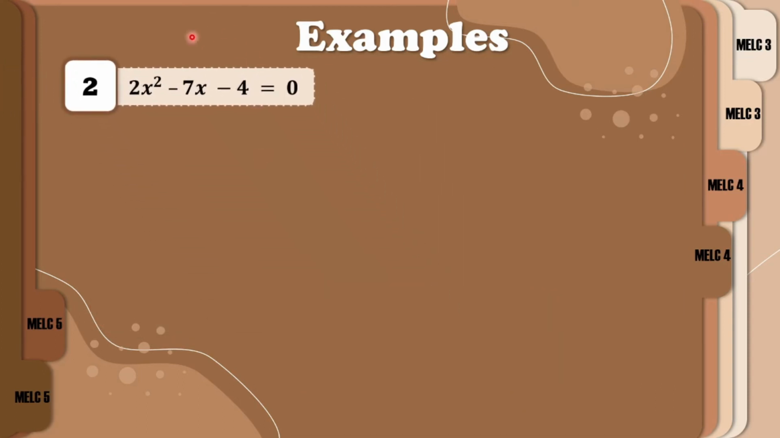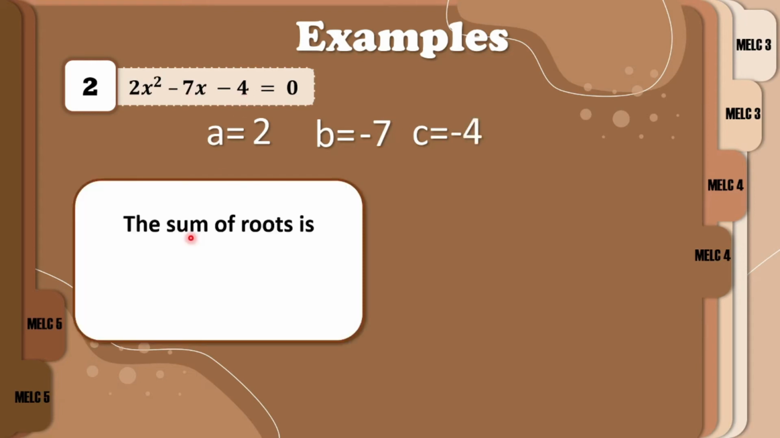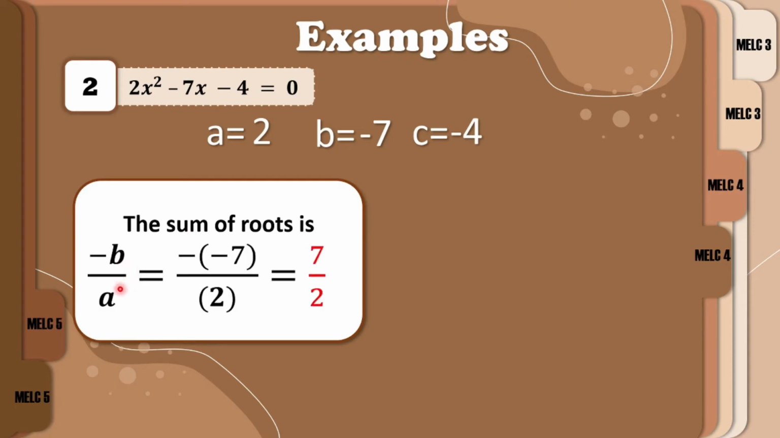We have 2x squared minus 7x minus 4 is equal to 0. Again, finding the values of a, b, and c. So we have a is equal to 2, b is equal to negative 7, and c is equal to negative 4. For the sum of roots, we have negative b all over a. So the value of b is negative 7. So negative times negative, that is positive. So that is 7 divided by 2.